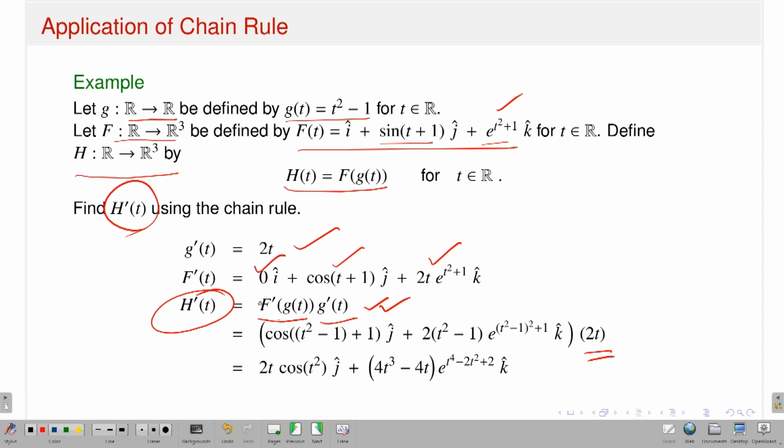And what is capital F prime? You also know the expression at the point t; you just replace t by g(t). So, the first one will give you 0, there is no contribution, forget about that. Only the second one: you replace t by g(t), that means cosine of (t square minus 1) plus 1, j cap, plus 2 times (t square minus 1) e to the power (t square minus 1) whole square plus 1. And if I just do the calculations, it is very simple. So, therefore, using the chain rule, you can easily calculate the derivative of the composition function.